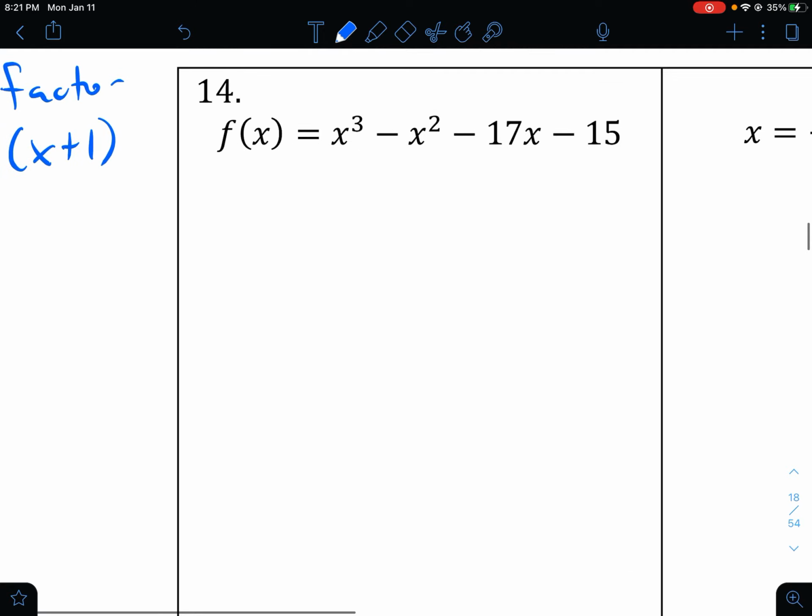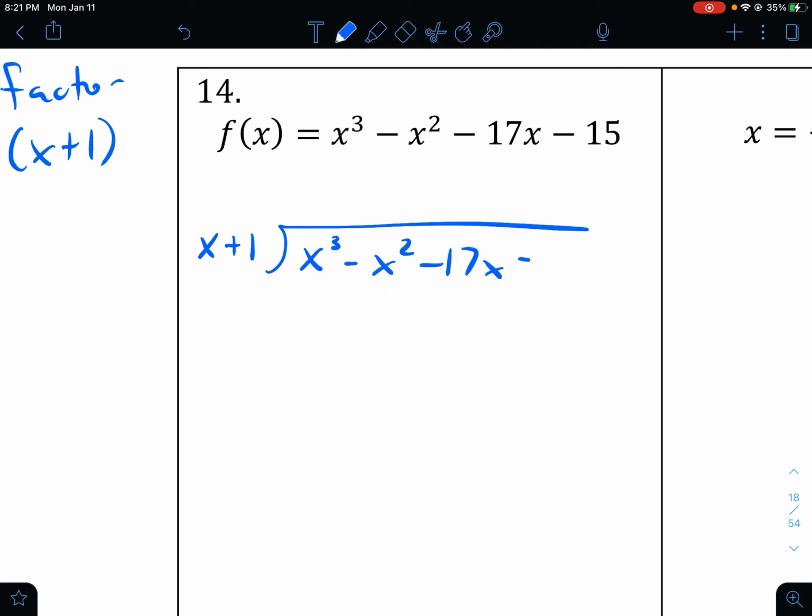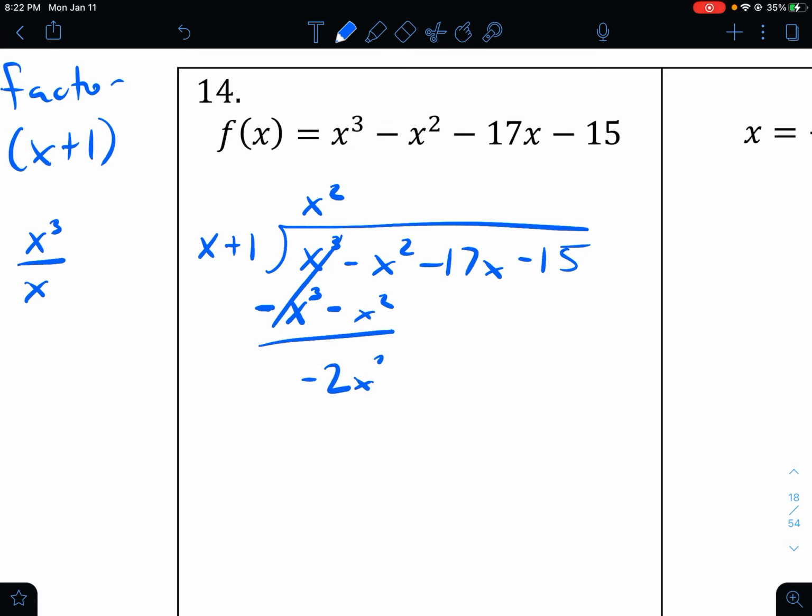So then we're going to go ahead and do our division. Hopefully this brings back some memories. Hopefully not terrible ones. So we'll do x cubed minus x squared minus 17x minus 15. X cubed divided by x gives us x squared. Then we multiply this x squared with the x plus 1, which gives us x cubed plus x squared. And then remember, we always have to change the sign. So we change this to a negative and this to a negative. These cancel and we get negative 2x squared.